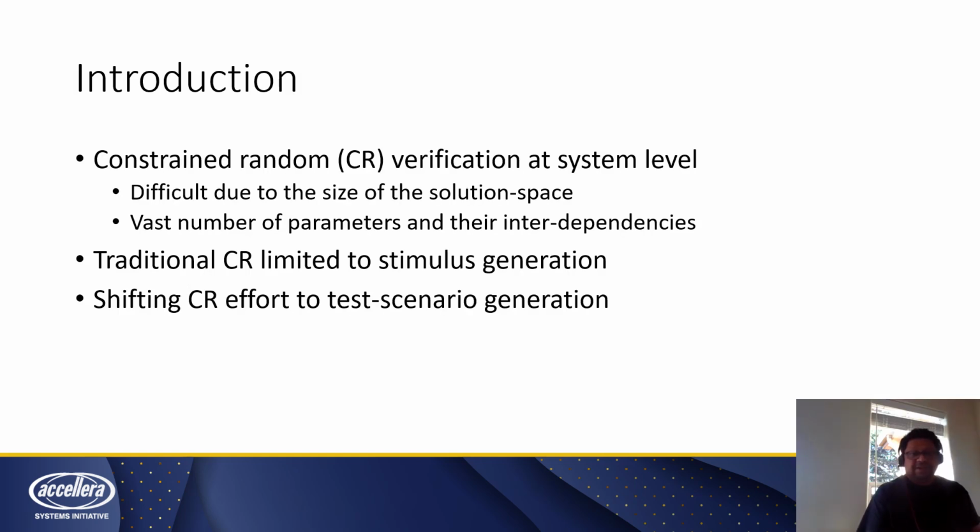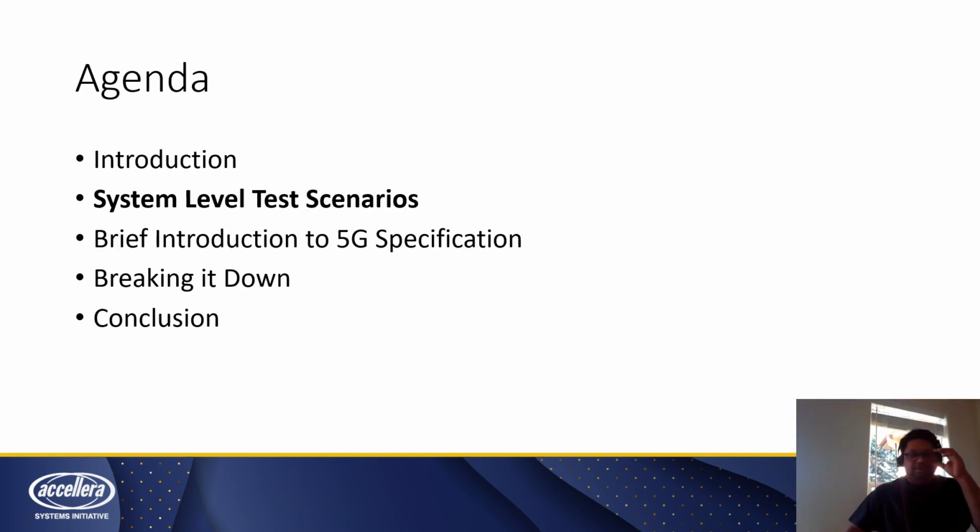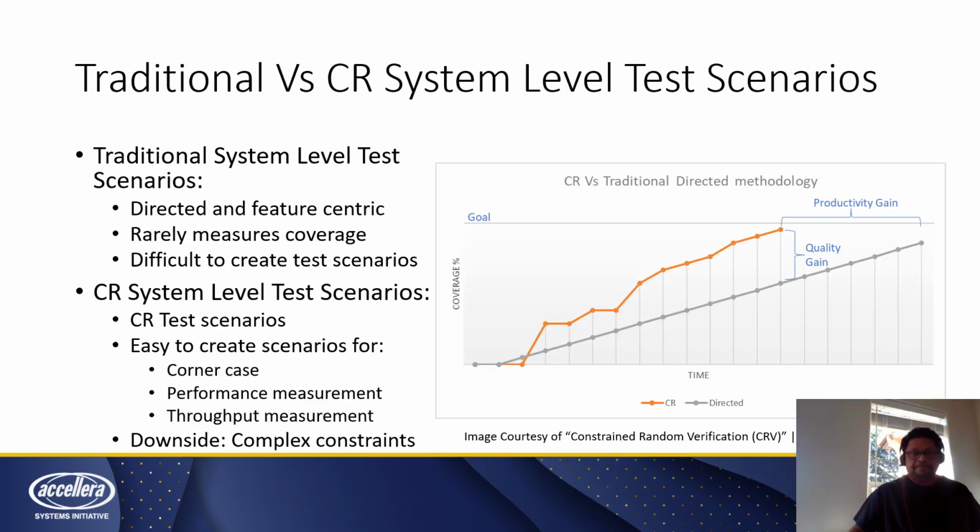All right. Constraint random verification at system level is considered extremely difficult due to the size of the solution space, the number of parameters that come with it, and their interdependencies. Traditionally, constraint random has been limited to stimulus generation, and rarely is it applied at test scenario generation when it comes to system level verification. So here, our attempt is to shift constraint random to test scenario generation at the system level. Let us see what we're talking about when we say system level test scenarios.